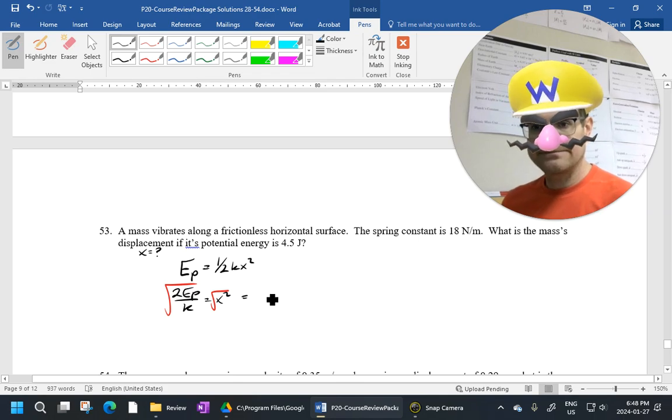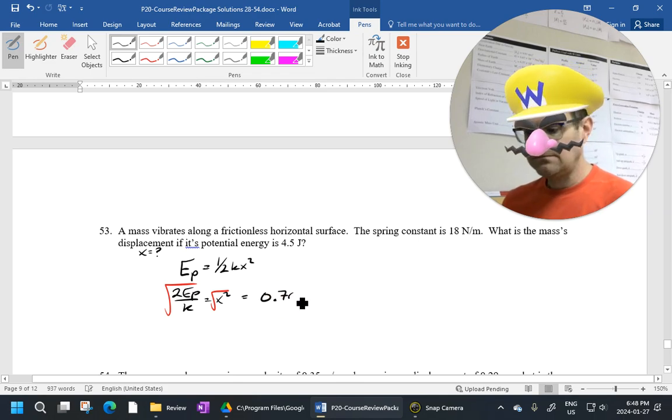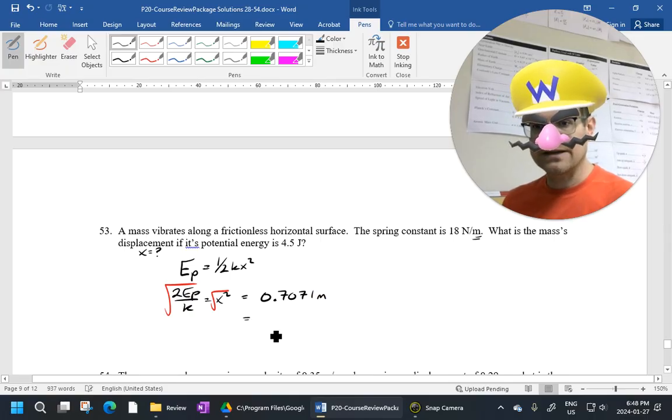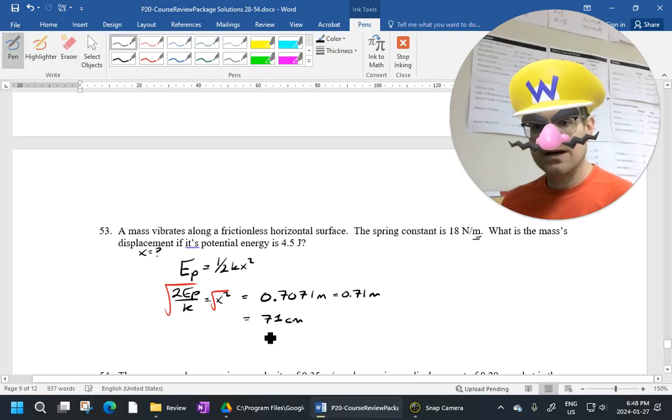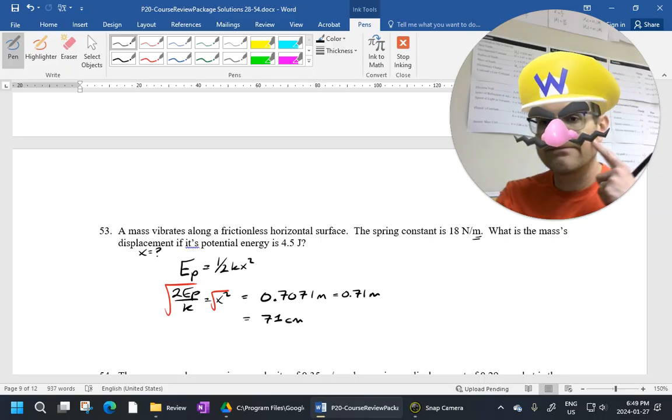It's 0.707 meters, in newtons per meter here. So about 70 centimeters or so. Well, you can put it as 71 centimeters, because the 7 rounds up, which makes sense. Let's fix that: 71 centimeters.